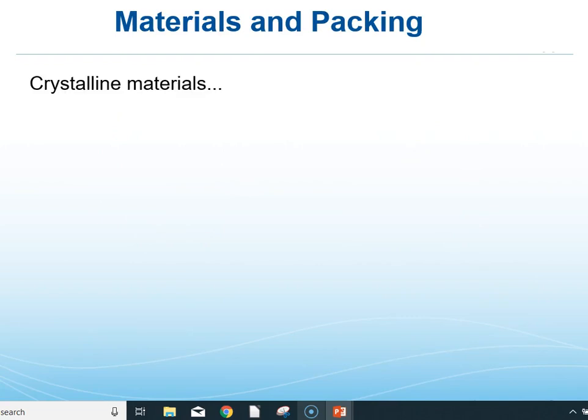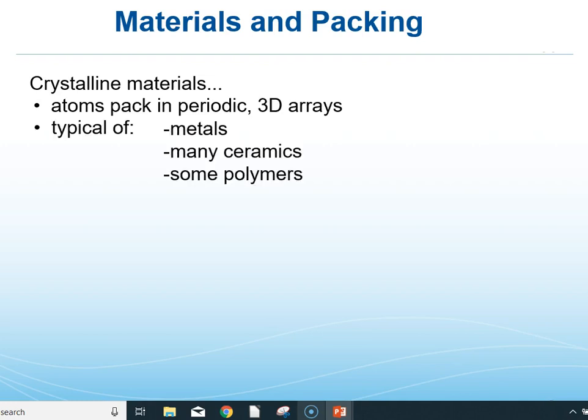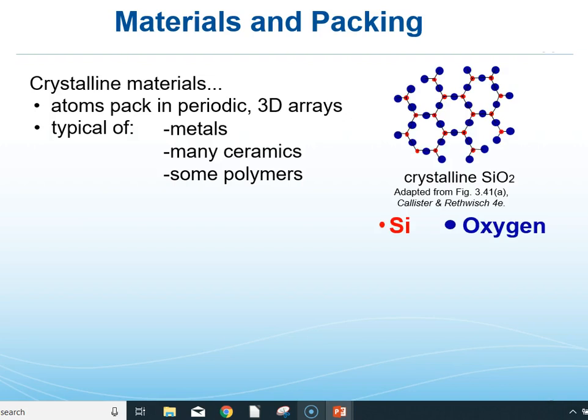So materials and packing. Crystalline materials. What's the definition? They're atoms that are packed in periodic 3D arrays. This is typical of metals, almost all metals, almost all ceramics provided they are not supercooled. Most polymers, I go beyond some and say most, although the fraction of polymers that are crystalline is much smaller than the fraction of metals that are crystalline. It isn't all polymers. So in ceramics you can get either one, and here's an example of silicon dioxide or silica in a crystalline arrangement.